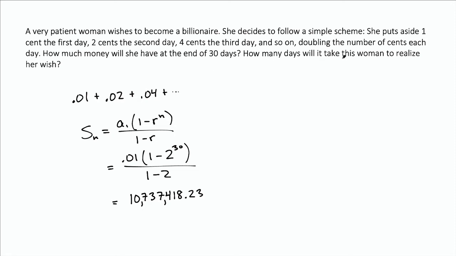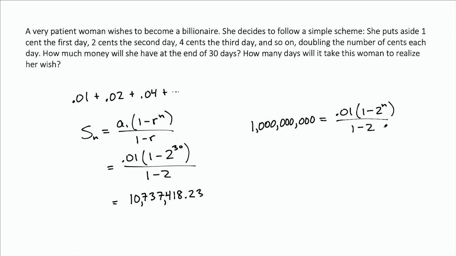Then we'd like to know how many days it will take this woman to realize her wish of becoming a billionaire. So we want to take our sum, and we don't know n anymore. We don't know how many days this will take, but we know that we want to end up with a billion. So we set our sum equal to a billion: 1 billion equals that first term, 0.01, times 1 minus 2 to the n, over 1 minus 2.